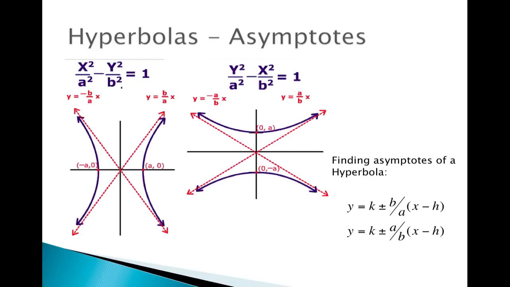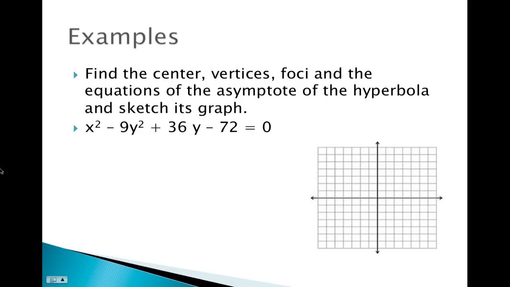That's all the pieces of information that you need to know. Okay, so we're going to finish up with this example where we need to find the center, the vertices, the foci, and the equations of the asymptotes, as well as sketch the graph. So we need to get this equation into standard form. And we know that it's going to be x squared first because it's our y term that's negative.